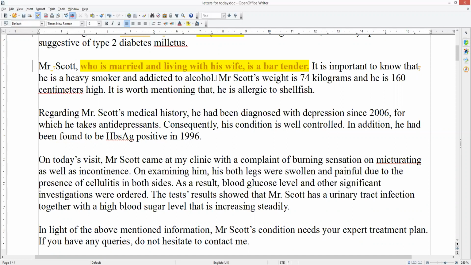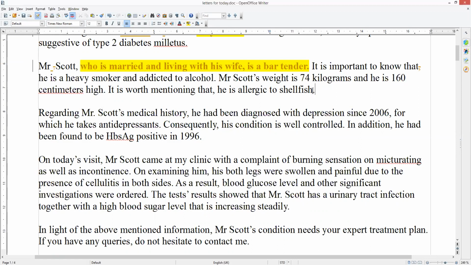Now, the heavy smoker part, addicted to alcohol. His weight and his height, and also he's allergic to shellfish. Why is it worth mentioning exactly that he's allergic to shellfish? I wasn't planning on prescribing shellfish tablets. So why do I need this?